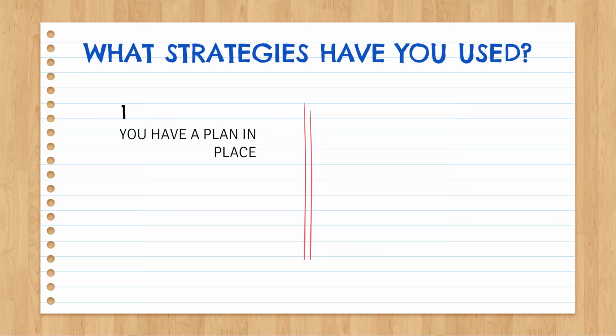Number 1, you have a plan in place. First, what is your classroom management plan? Do you have rules, procedures, rewards, and consequences in place? Have you thoroughly taught them to your students? Do you follow them consistently? What other strategies or techniques do you use to manage student behavior? Make sure you have documented everything you have done to alleviate the problem.